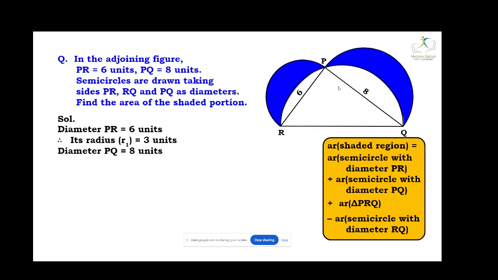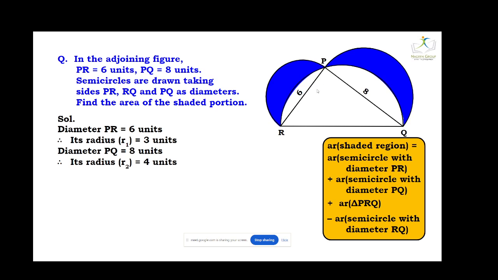For PR, the diameter is 6, so the radius is 3. For PQ, the diameter is 8, so the radius is 4. What about RQ, sir? The RQ diameter is not given. How to find it? It is a semicircle, so this angle should be 90 degrees. The angle at P is 90 degrees, because the angle in a semicircle is 90 degrees.